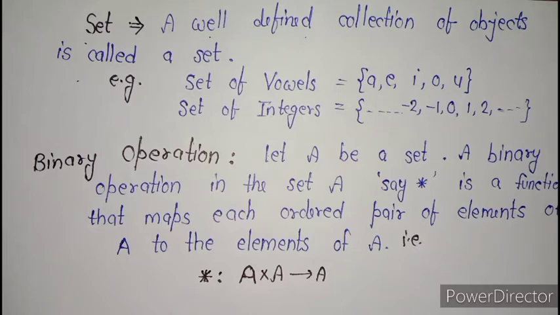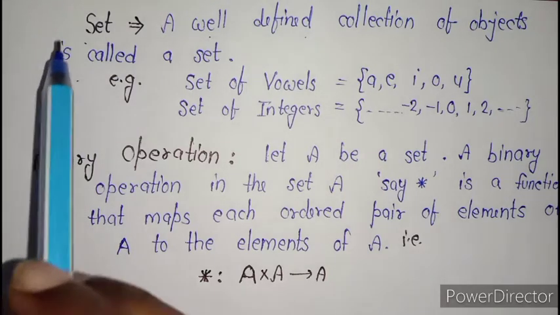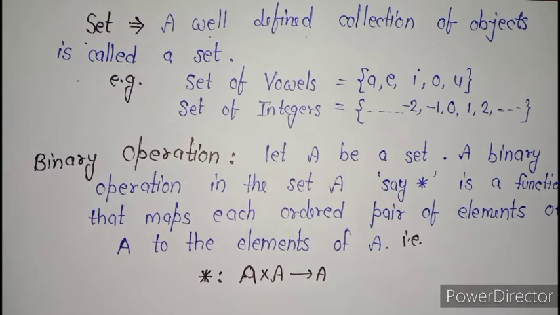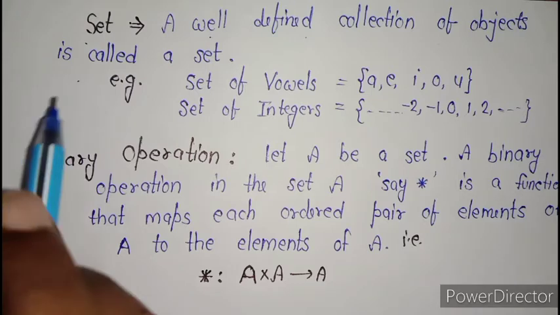In group theory, firstly we discuss about algebraic system, and an algebraic system consists of two things, that is a non-empty set and a binary operation. So firstly I want to tell you what are the sets and what is binary operation. Since I am starting this topic, I want to tell you everything. So firstly we will discuss about set.